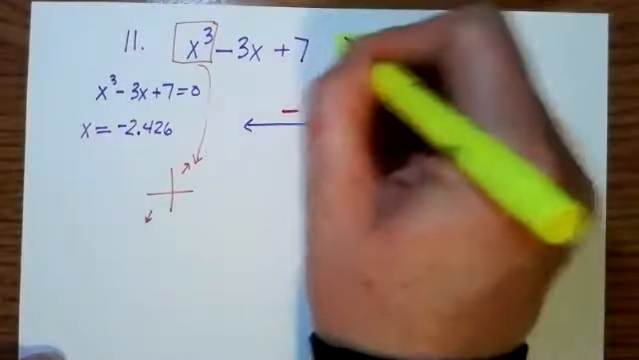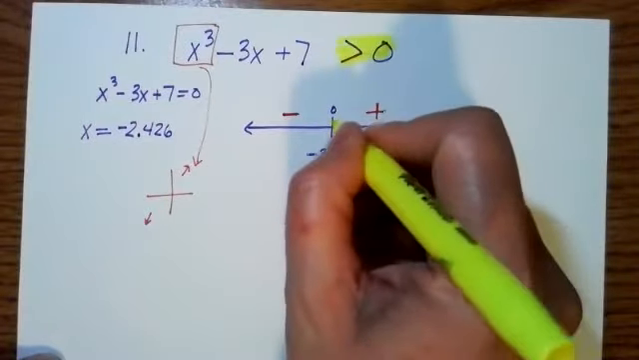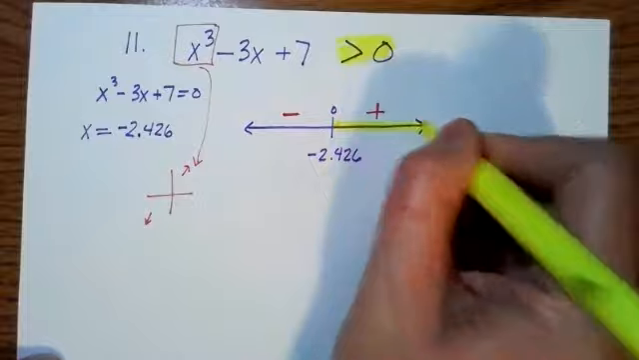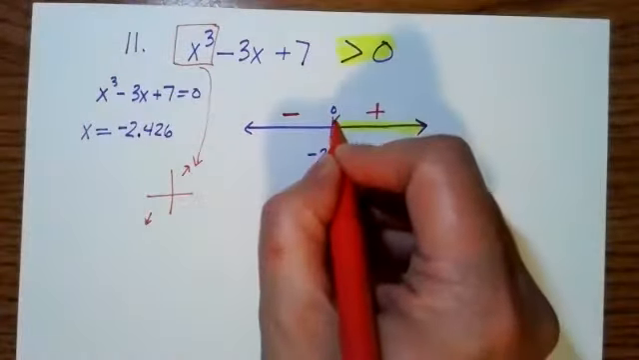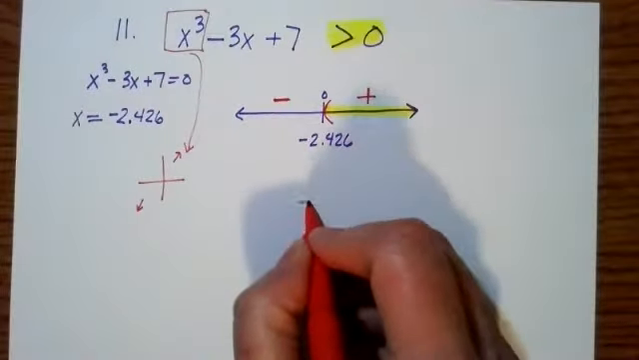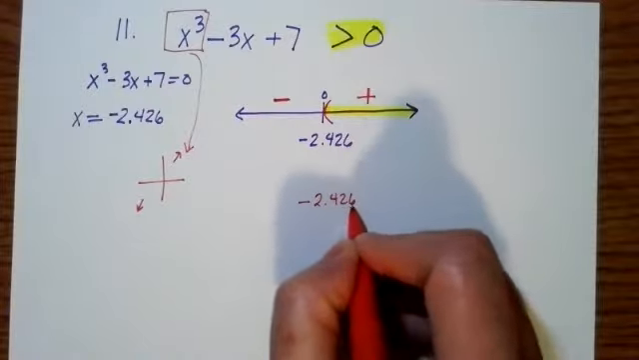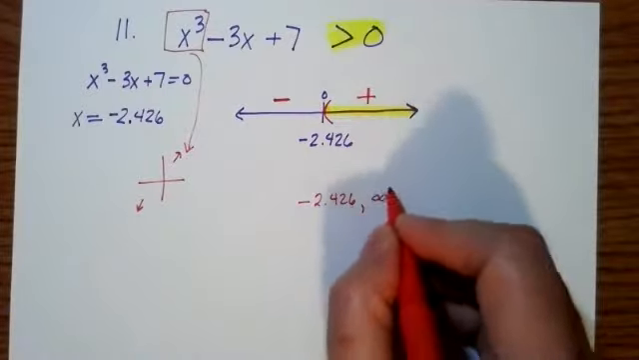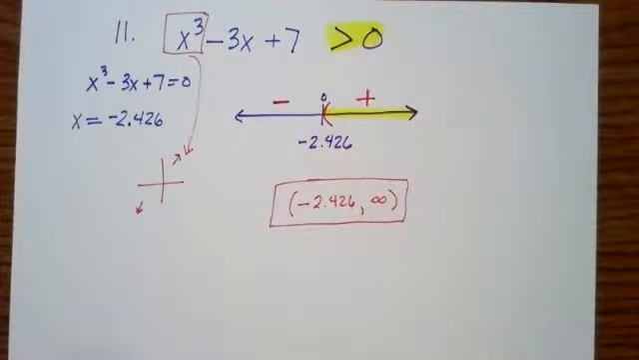Okay, it's time to write our answer. Again, we want to highlight where we find positive or greater than 0. So anything greater than 0 is going to be positive. That'll be here. And we will not include the 0 itself, so we'll use a soft bracket. Our final answer is negative 2.426 up to positive infinity, non-inclusive. And that takes care of problem 11.